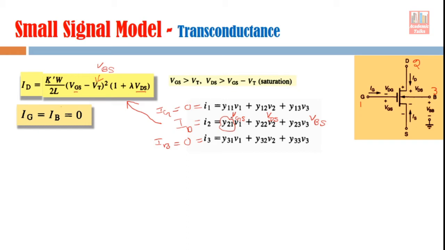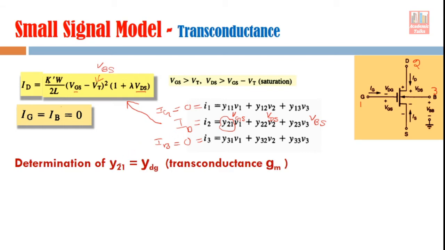I told you in one of the earlier lectures that we have to find out these constant parameters, and then use the values of these parameters in the equivalent circuit, and that is our model. So if you want to find out Y21, how can we do it? We have to ignore the other voltages and then do it. So let's see how to determine this Y21 parameter.